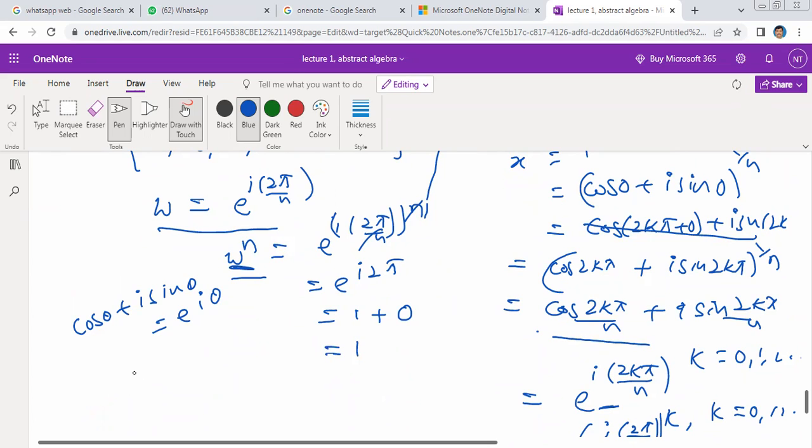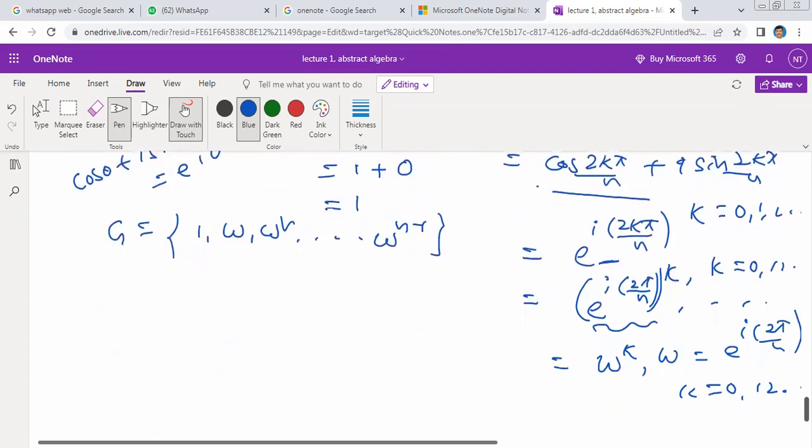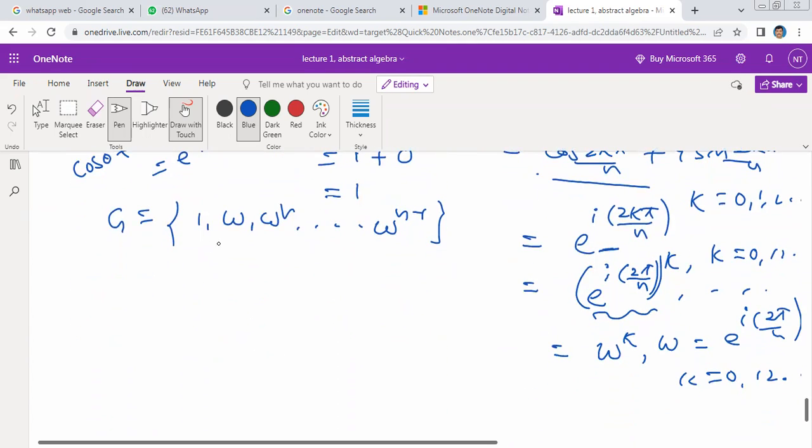So the set G is equal to, suppose my set is 1, omega, omega square and so on, omega power n minus 1. This is my set. Does this form a group under multiplication? Now this 1 is omega power n, which is equal to 1. So omega power 1, omega power 2, omega power 3 and so on, omega power n minus 1, then omega power n whose value is 1. They repeat again.